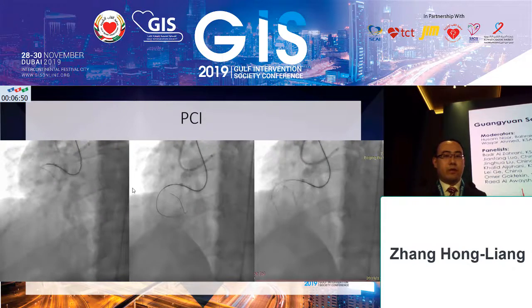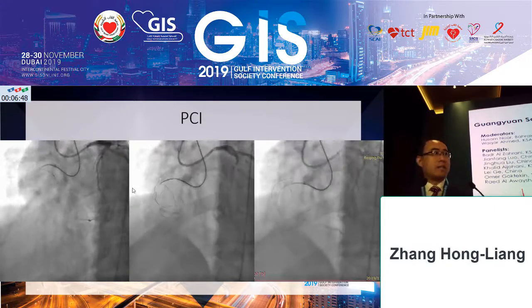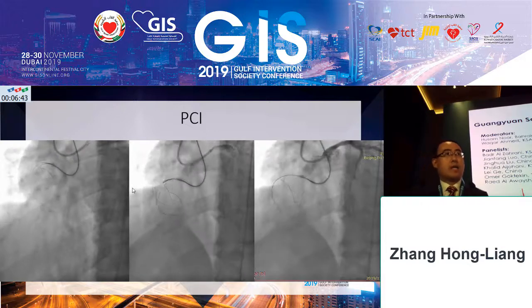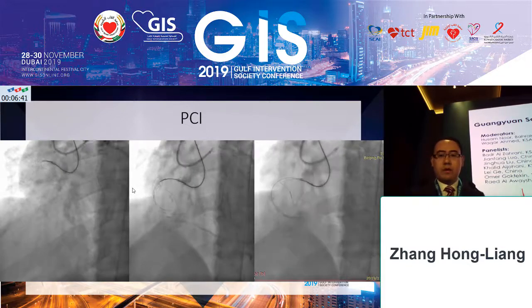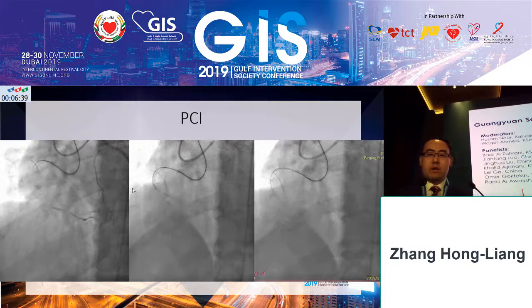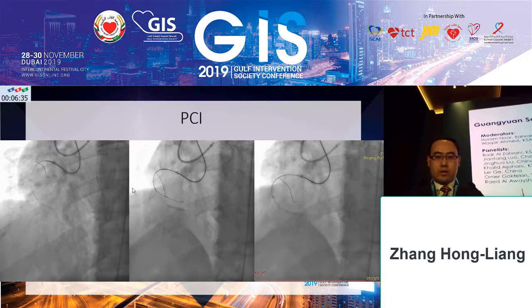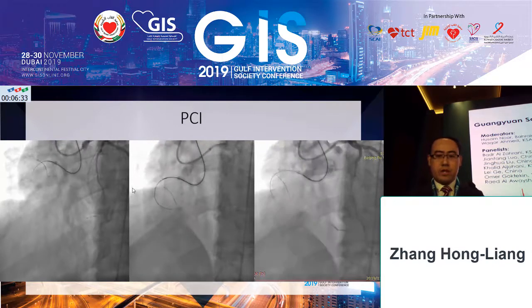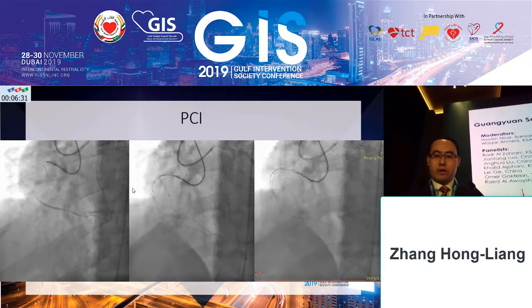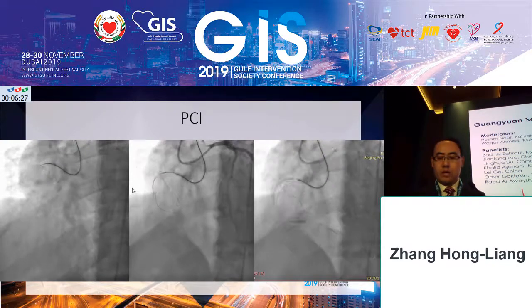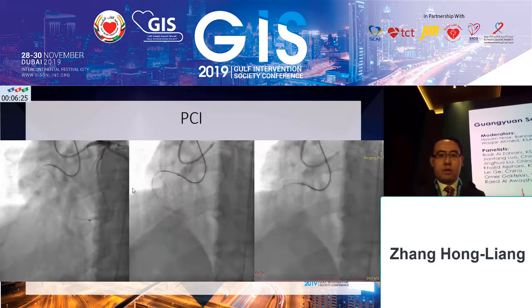Then I tried Fielder XT-A and Gaia Second again, but they both failed. Fortunately, we got the Gaia Second in. We can see the angiography at the right side. The space between the guide wire and the true lumen is very small. It's very near to the true lumen.